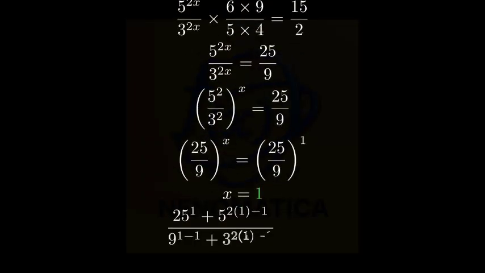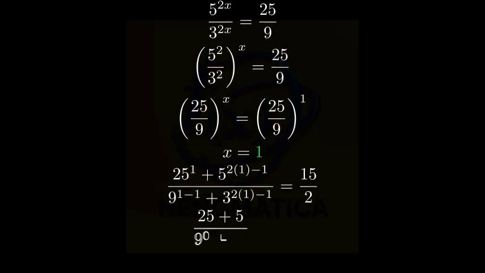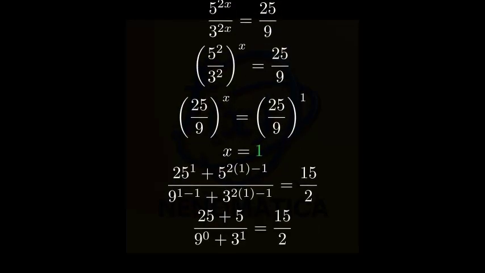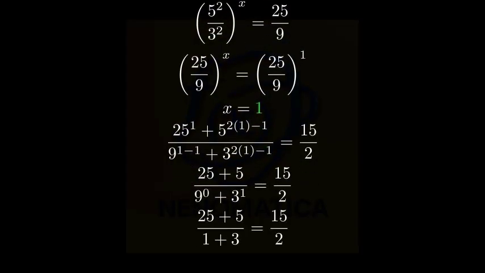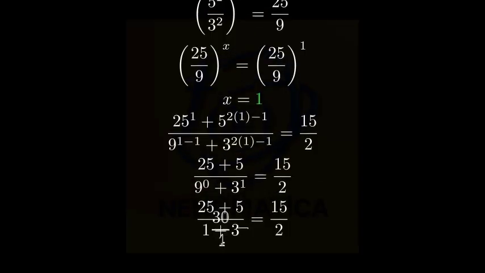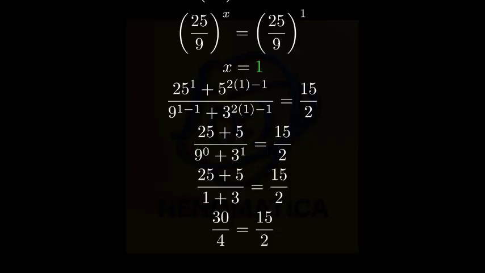When x equals 1, 25 to the first power gives us 25, and 5 to the 2 times 1 minus 1 gives us 5 to the 1, which is 5. In the denominator, 9 to the 1 minus 1 is 9 to the 0, which is 1. 3 to the 2 times 1 minus 1 is also 3 to the 1, which is 3. So our left-hand side becomes 25 plus 5 divided by 1 plus 3, which is 30 divided by 4, or 15 halves. This equals the right-hand side, 15 halves, confirming that x equals 1 is indeed our solution.